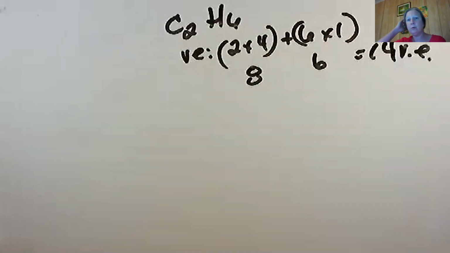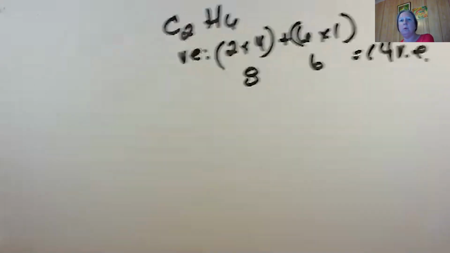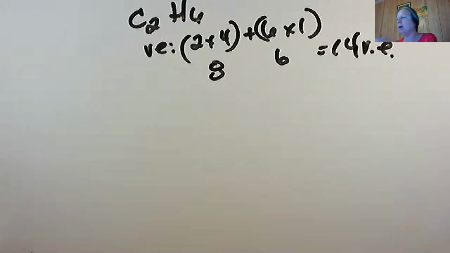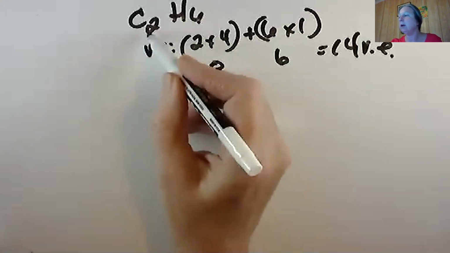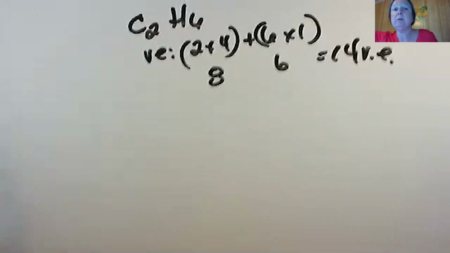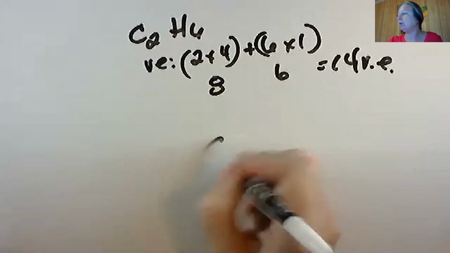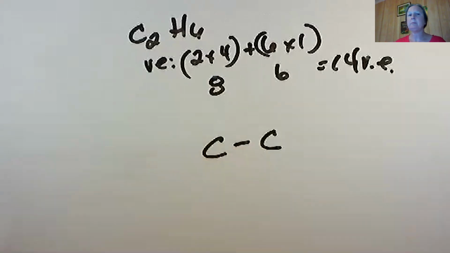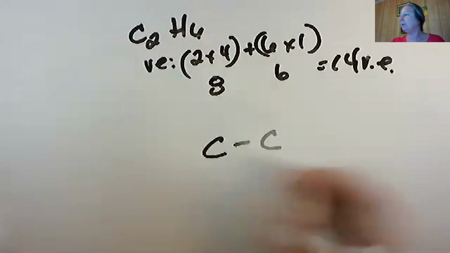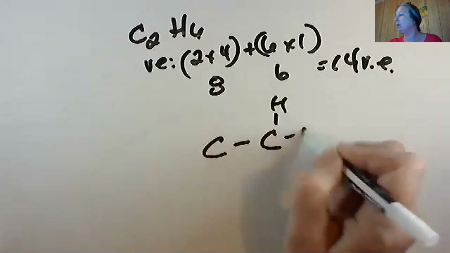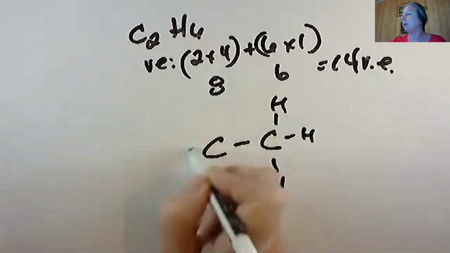I'm not going to do the Mortimer method because I know this is all just single bonds, very straightforward bonding. So the Lewis structure, we have 2 carbons. These are the center atoms, so put them next to each other. Put the hydrogens around. There are 6, so there's going to be 1, 2, 3 on each carbon.